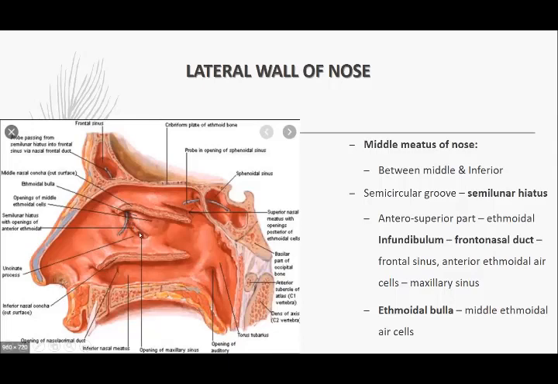Immediately above the semilunar hiatus, obviously below the middle meatus. हम middle meatus की बात कर रहे हैं, below the middle concha. ये middle concha है, ठीक है? So immediately below the middle concha, you have this dilated part. This dilated part is called ethmoidal bulla या bulla ethmoidalis. ये जो dilated part है called bulla ethmoidalis, this dilatation is produced by middle ethmoidal air cells.